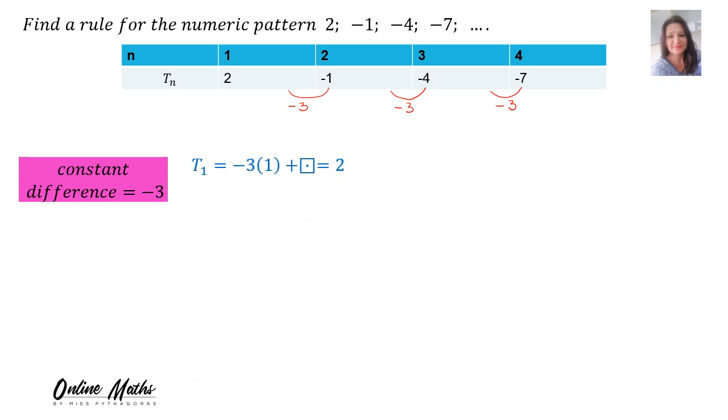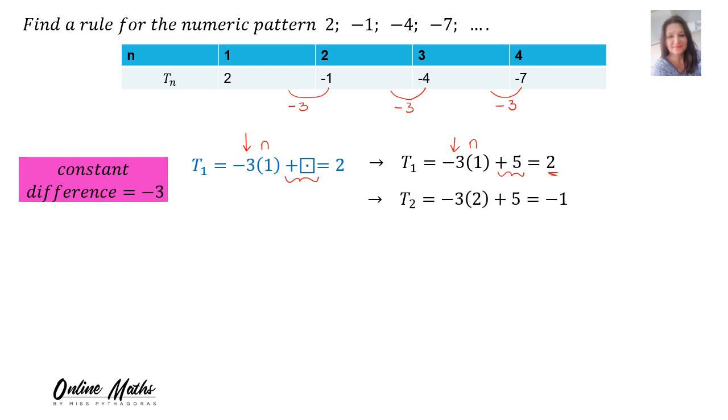Then you start with this one. Term 1 is equal to constant difference times n plus something must give you 2. And therefore it's going to be term 1 is -3 times 1 plus 5 is equal to 2. Look at this. Constant difference times n plus 5, because -3 times 1 is -3 plus 5 is 2, and 2 is the value that you are looking for.